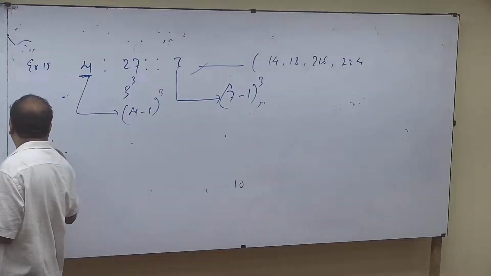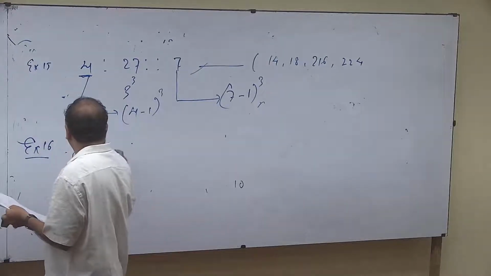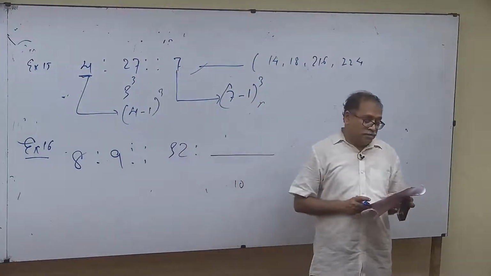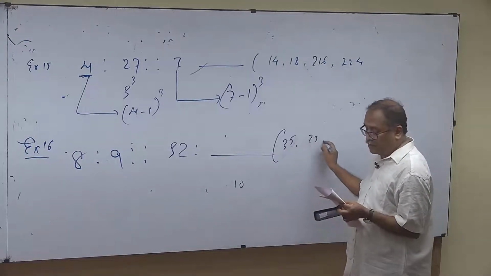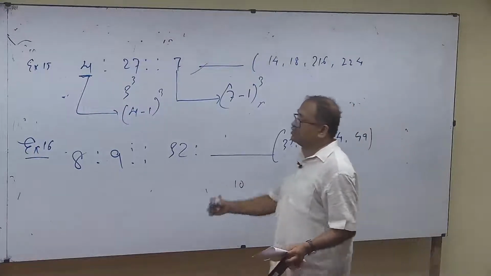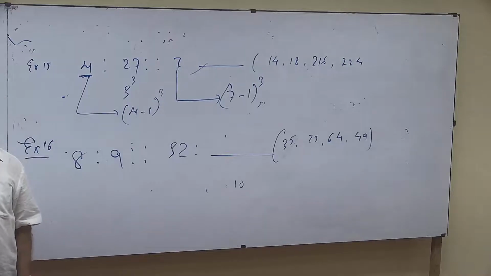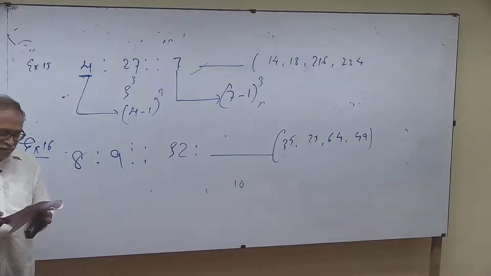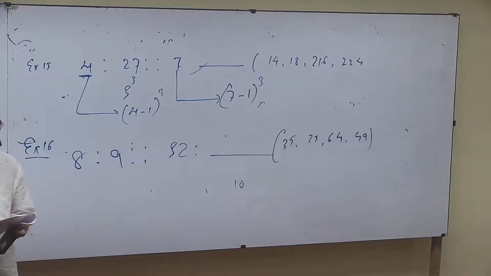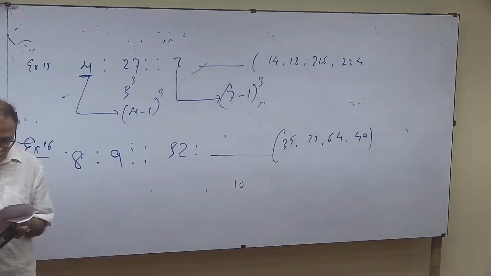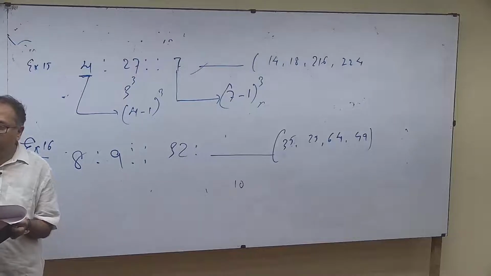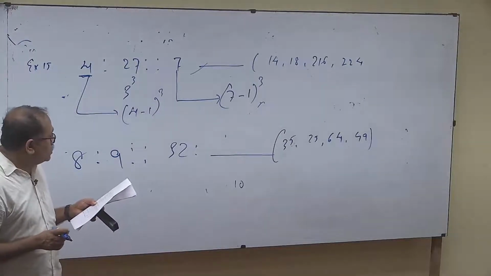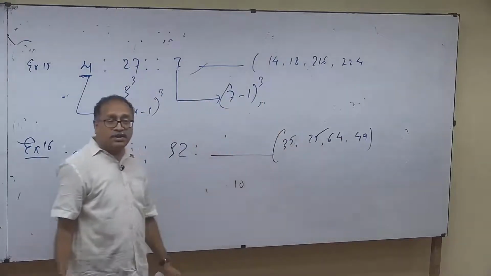Okay. Now example 16, and that is 8 and 9, then 32 dash, and your option choices are 35, 25, 64 and 49. Second option is 35, 25. Answer is 25.